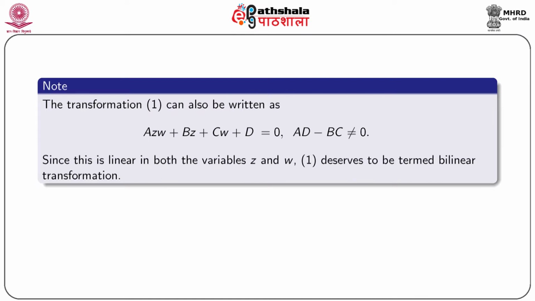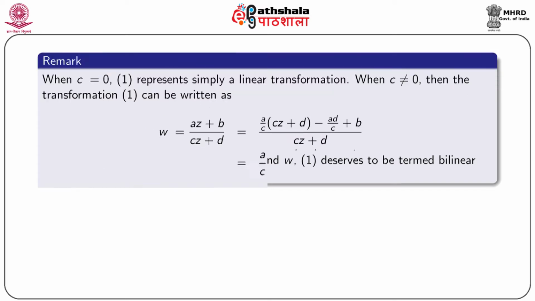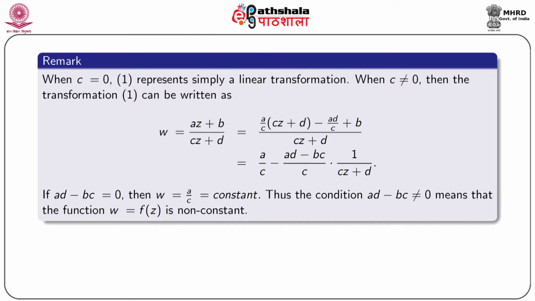The transformation 1 can also be written as azw + bz + cw + d = 0, where ad minus bc is not equal to 0. We note that this is linear in both the variables z and w, and therefore 1 deserves the term bilinear transformation. So, if c = 0, then 1 represents simply a linear transformation.